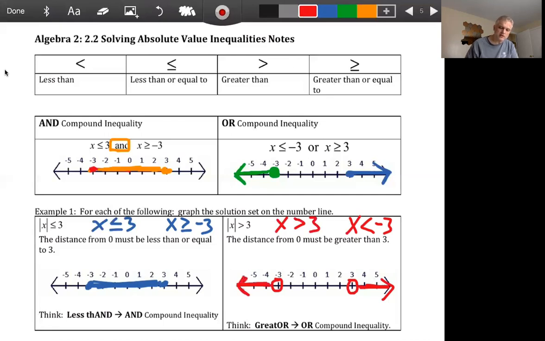So just like we had the little memory device of less than, we also have this one, greater. So because it's greater, we come back to the or compound inequality and we say those arrows are going to be going in the opposite direction. That's an or, all right? So it's either this interval or this interval, okay? Whereas for here, it was an and. Okay? It was this and this at the same time.